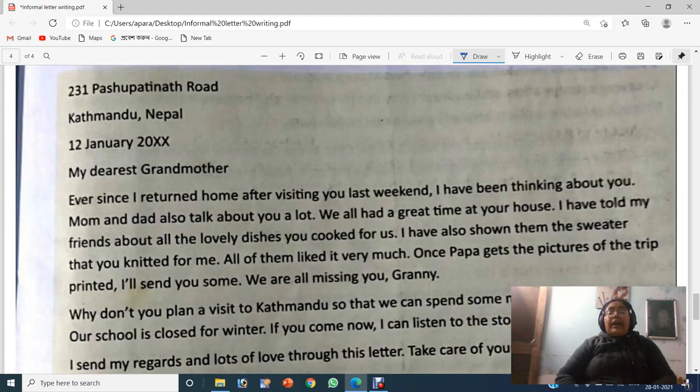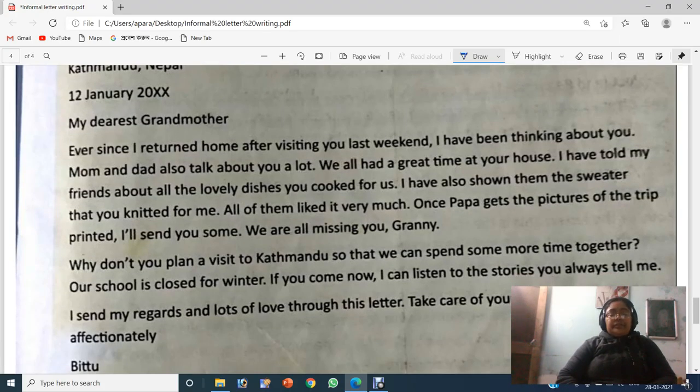Just see here. The address on the top is 231 Pashupati Nath Road, Kathmandu, Nepal. So the sender's address is in Kathmandu, Nepal. The date when he or she is writing the letter is 12th January 20 something. Then what does she write? My dearest grandmother. Salutation is my dearest grandmother. Then comes the body of the letter.